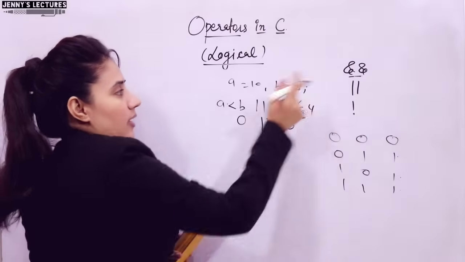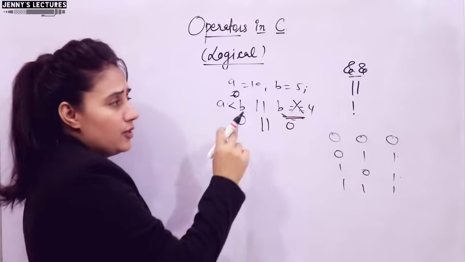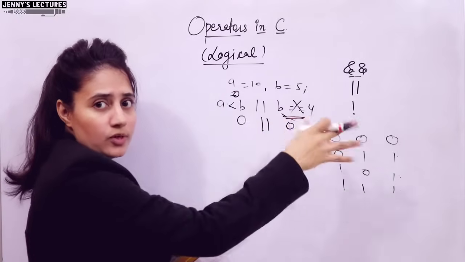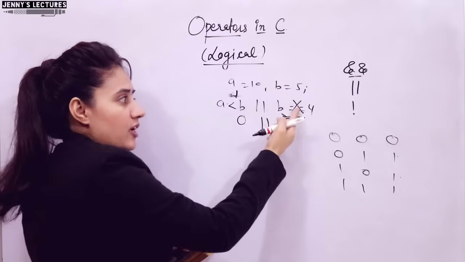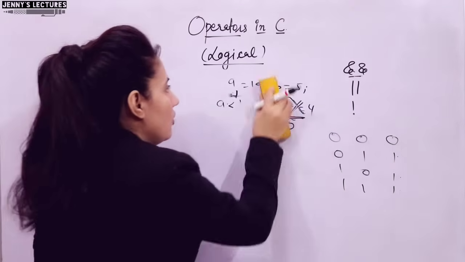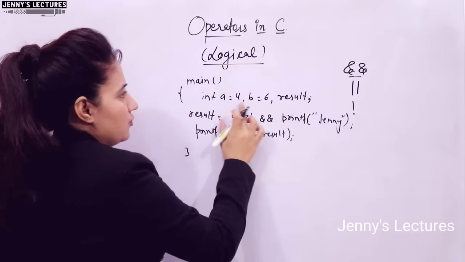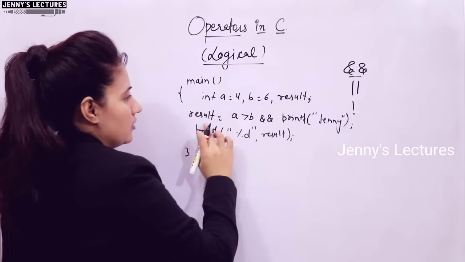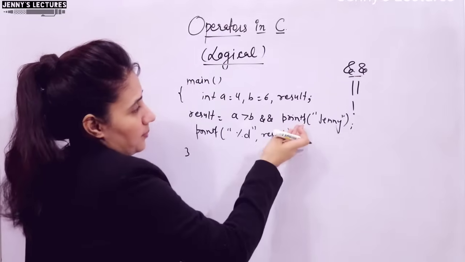In AND, if the first one is 0, then it will not check the second one, and the final output will be 0. In logical OR, if the first is 1, then it will not check the second one, and the final output will be 1, right? Now let me discuss these with the help of a program. This is a program. A is 4, B is 6, and I am taking one result, and in result I am taking this logical expression. I am writing here printf Jenny.